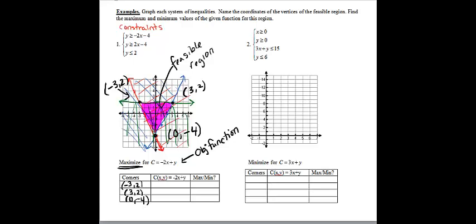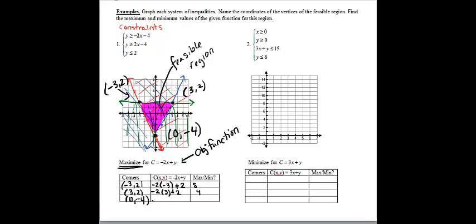I'm going to substitute the x and y value into my objective function and get a value. So negative 2 times my x of negative 3, right, plus my y value of 2, right, that's going to give me 8. So I'm going to make a note of 8. If I substitute in 3, I have negative 2 times 3 plus 2. That's going to give me negative 4.